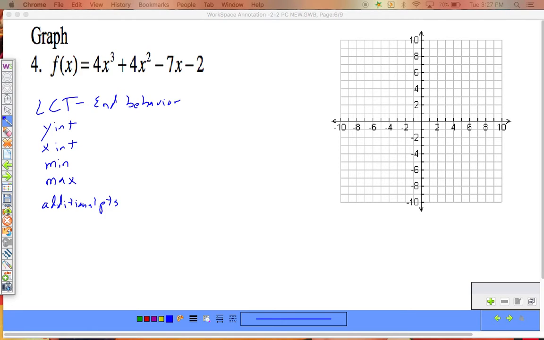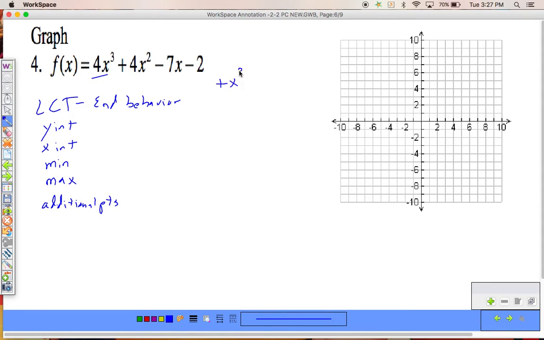All right, the first thing we need to do is talk about end behavior. End behavior is what's going on at the end of the graph. So we have a positive x to the third. Going back earlier in the lesson, we said a positive x to the third is going to fall to the left and rise to the right. So we need to make sure that happens when we graph this. If it doesn't happen, we've got an issue.